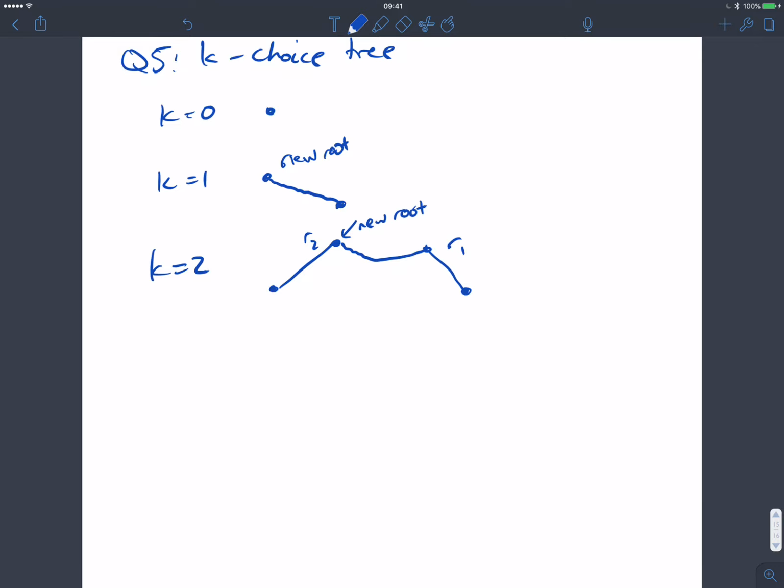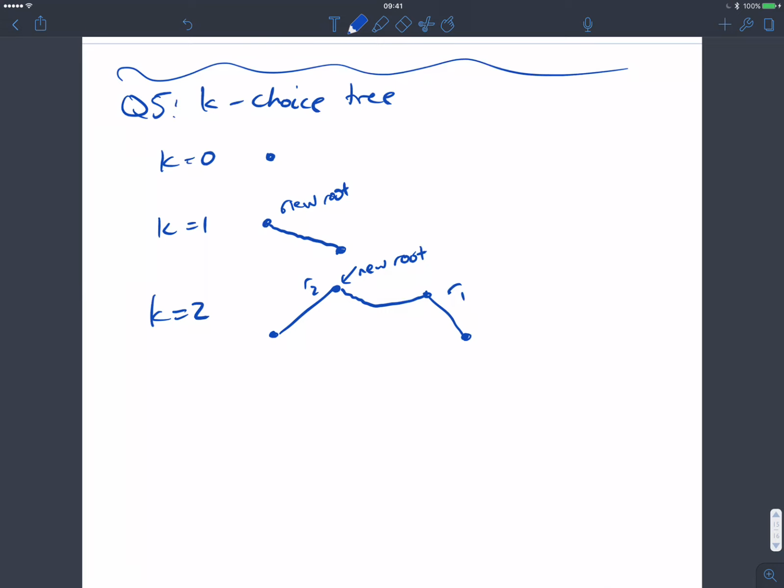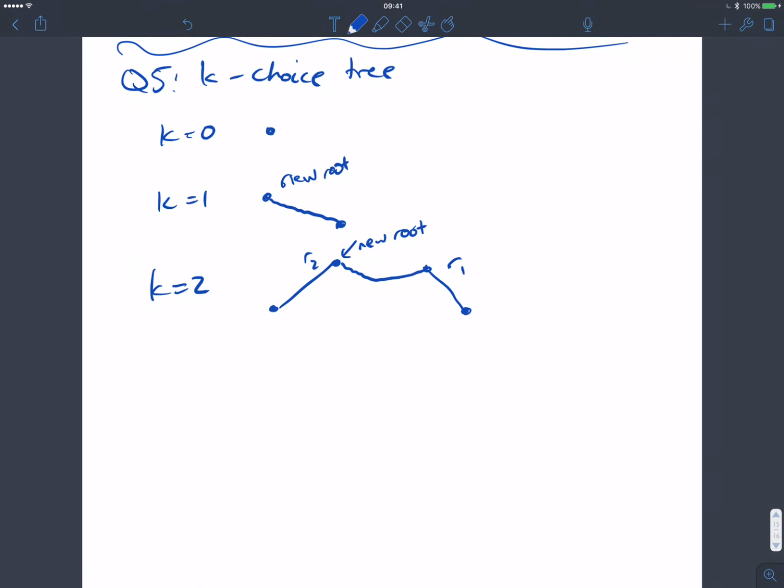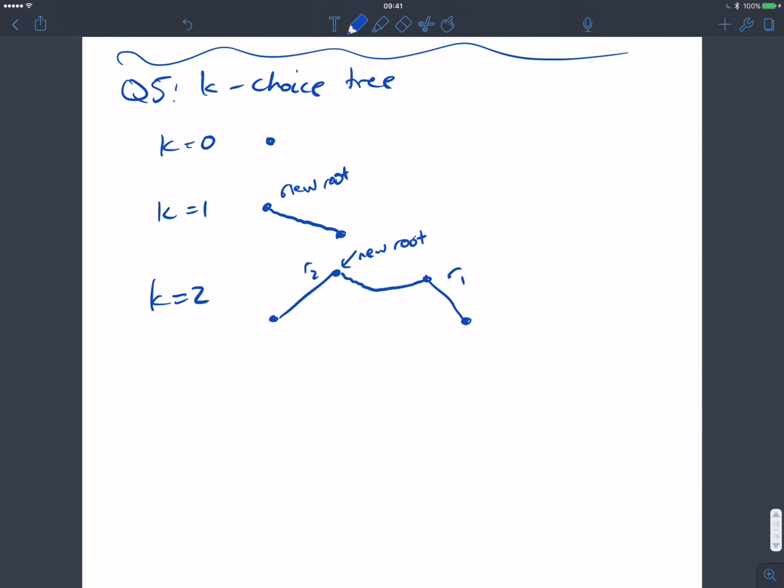And then you'll prove that a k-choice tree has exactly 2 to the k vertices. Which seems pretty intuitively obvious, because take two k minus 1 choice trees, and when I put them together, now I have twice as many vertices as I had. So it seems intuitively obvious, but you have to prove it. Okay? Other questions?